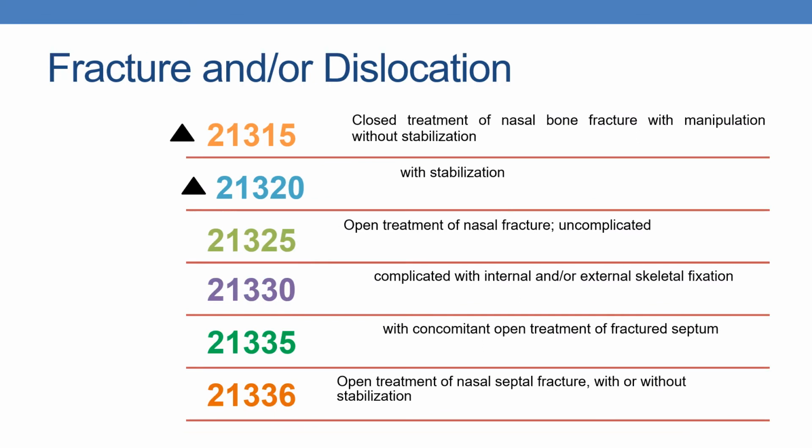Now coming to the CPTs of fracture and or dislocation of head. The first CPT is 21315. It is a revised code, hence it is indicated by a triangle. Both 21315 and 21320 are revised. So the description of 21315 is closed treatment of nasal bone fracture with manipulation without stabilization. The next CPT is 21320. It deals with closed treatment of nasal bone fracture with manipulation with stabilization.